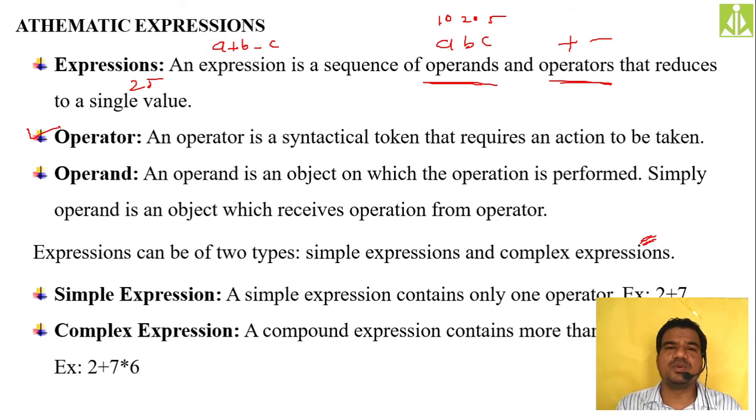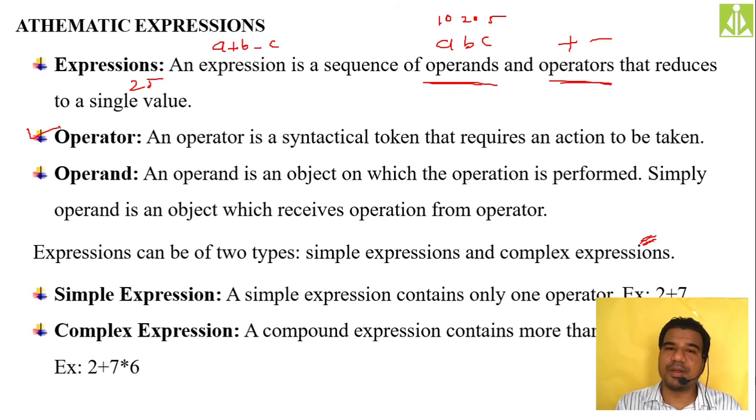Whatever operator you take, plus, minus, multiplication, division, modulo division, we have a set of operators that we will discuss in our next slide. All operators are syntactical tokens, and whenever you see that syntactical token in your program, you need to perform a kind of operation there. If you see the plus sign, you need to perform the addition. If you see the minus sign, you need to perform the subtraction. If you see the multiplication sign, you need to perform the multiplication. Likewise, all these syntactical tokens have a predefined operation to be performed.